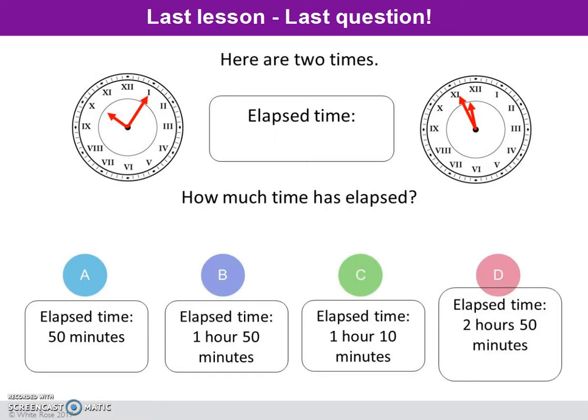And our choices are A, the elapsed time is 50 minutes. B, the elapsed time is 1 hour and 50 minutes. C is 1 hour and 10 minutes. And D is 2 hours and 50 minutes. So here are two times, and the question is how much time has elapsed. Is it A, B, C or D? Now pause the video and work out which time you think it's going to be. Then come and join me when you're ready.